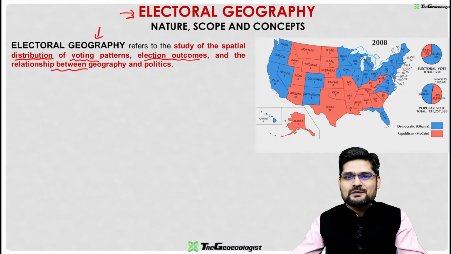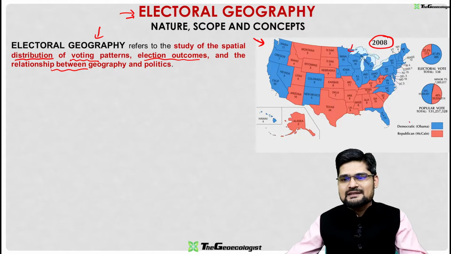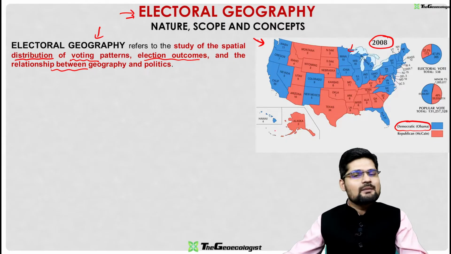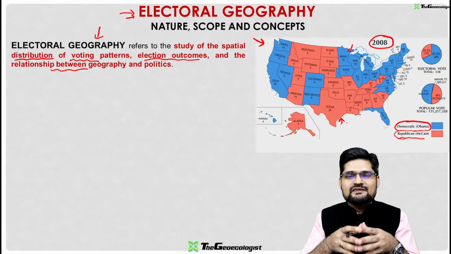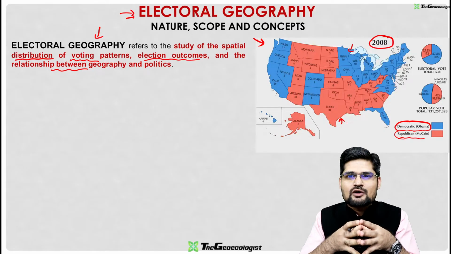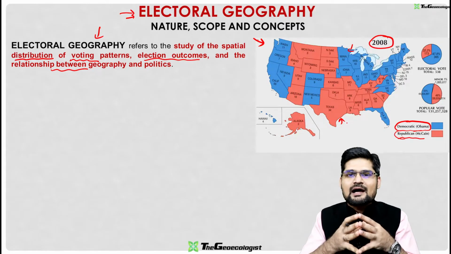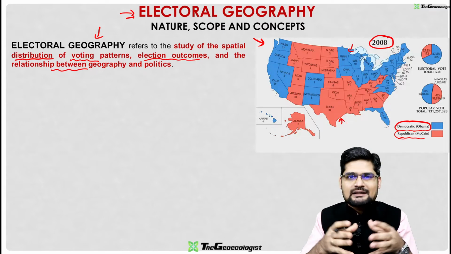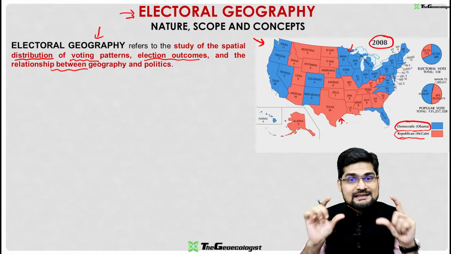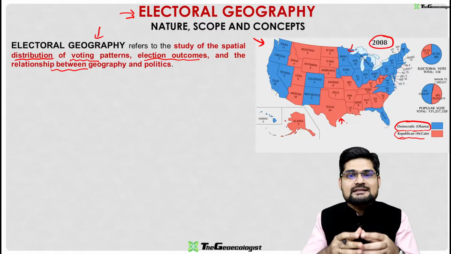If you observe this map of the United States of America, it shows the 2008 elections and their result. The blue color represents the Democrats, that is Obama's party, and then you have the Republicans, that is McCain's party, shown in saffron. This gives you a spatial distribution of the voting patterns and how people elect governments. So this is what we are looking into in electoral geography, which has spatial analysis engraved in its concept.